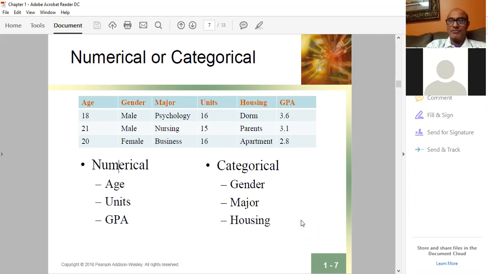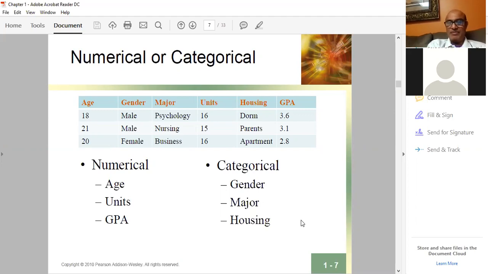Out of this, we would like to bifurcate in terms of numerical variables and categorical variables. Numerical means numbers are involved. In which columns can you find numbers? In the first column, age, then the fourth column, units, and the last column, GPA. In age and units, numbers are given: 16, 15, 16, 18, 20, 20, 21, natural numbers. So discrete numbers, right? And GPA could be anything, 3.62, 3.125, right? So it's continuous data. But ultimately they are numericals.